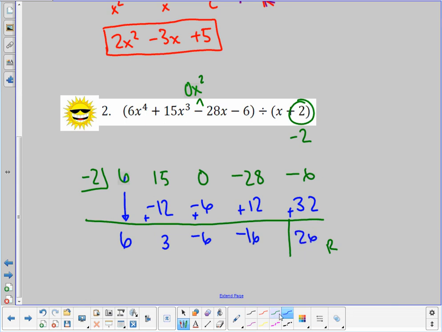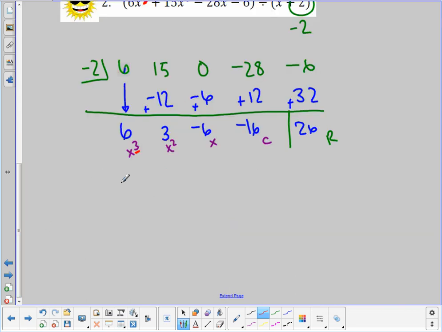So this time I do have a remainder. My quotient's going to look like this: that's my remainder, that's my constant, that's my x, that's my x squared, that's my x to the 3rd. And we should have our variable one less than the one we started with because we only divided by x to the 1st. So I have 6x to the 3rd plus 3x squared minus 6x minus 16 plus 26 over our original divisor, which is x plus 2.